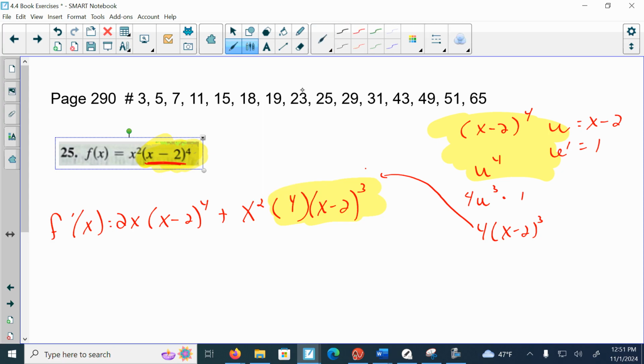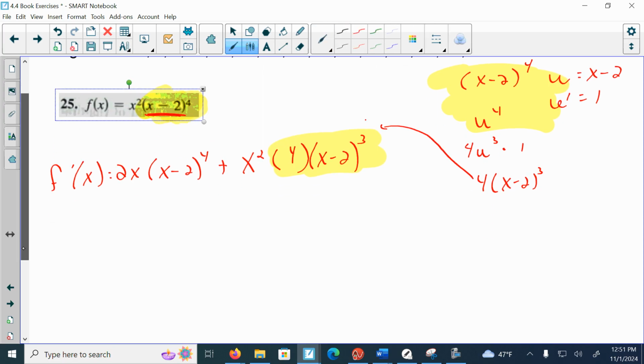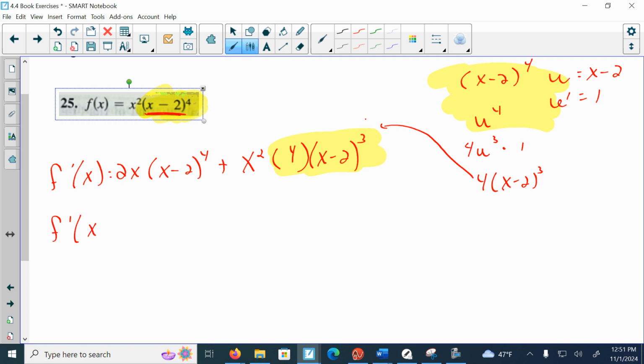Now, I'm going to clean up a little bit before I start factoring out. So here, this is 2x times x minus 2 to the 4th, plus, put the 4 in front, this is 4x squared times x minus 2 to the 3rd.